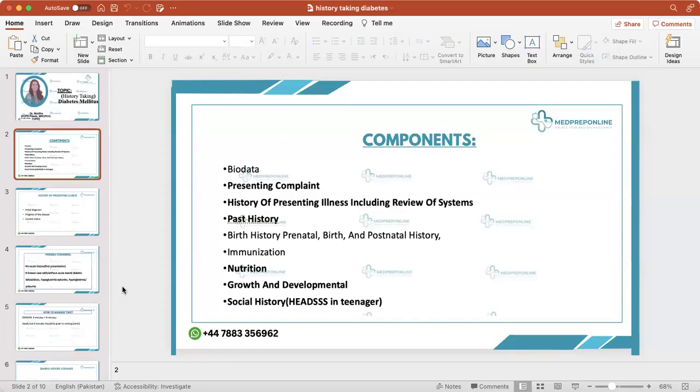In past history, different people have different ways of telling the history of present illness. Some people will cover it in the history of present illness.